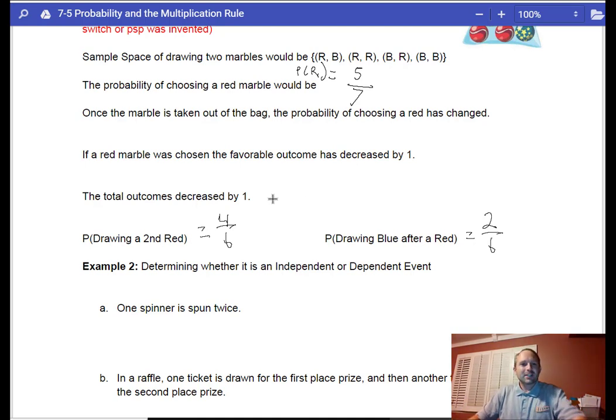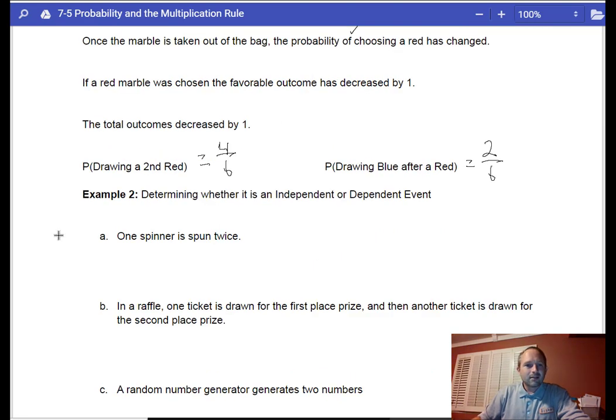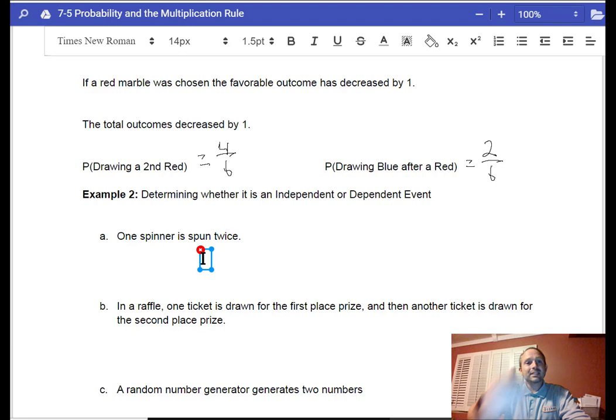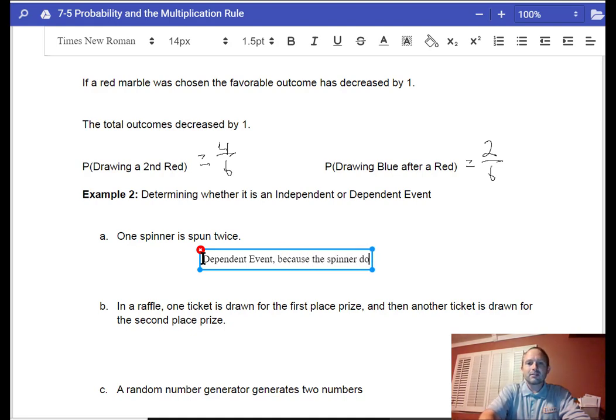So one spinner is spun twice. Well, this is going to be independent or dependent. This is an independent event because the spinner does not change after spinning.